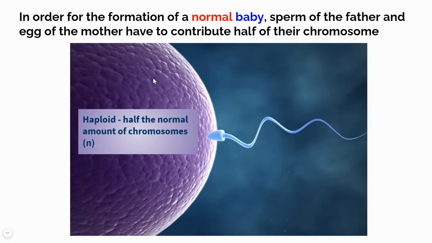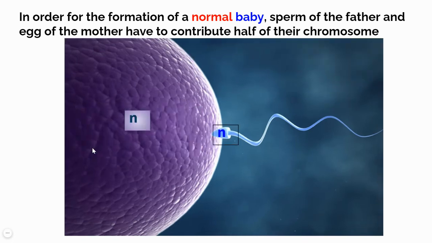Okay, and here we use the term haploid. So we say that the egg and the sperm, which are the gametes of the male and the female organisms, have a haploid number of chromosomes, or half the total number of chromosomes, which is denoted by the letter n.